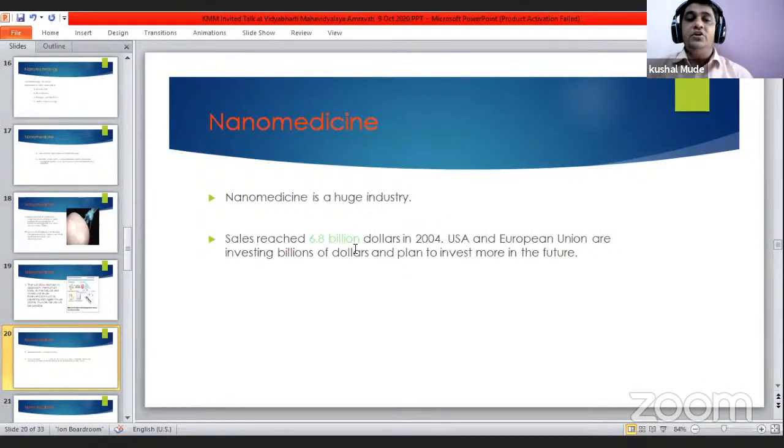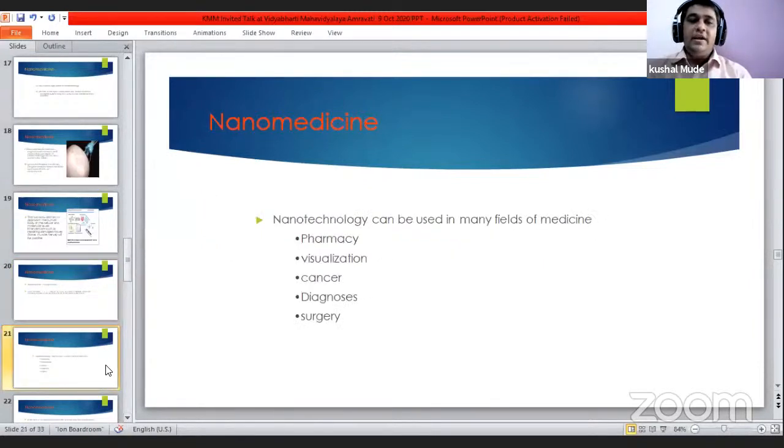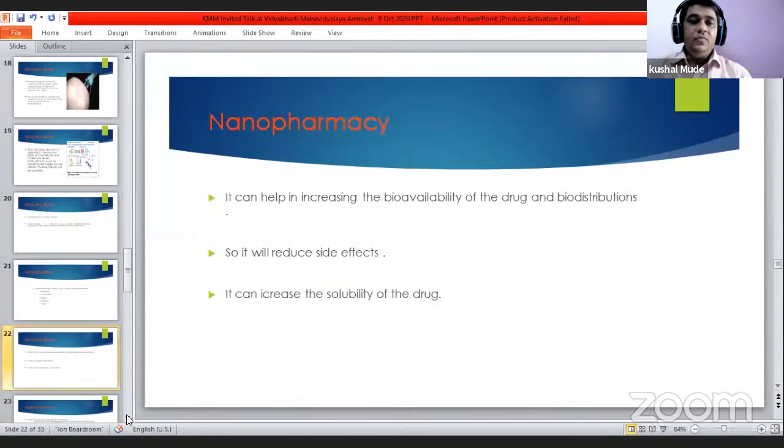The next part is here: nanomedicine is a huge industry, and I'm not going to share the turnover in this field, that's a commercial part, and how much the world is spending on it. As far as the textile industry is concerned, whenever Bt cotton was introduced, that time the textile industry turnover definitely increased. So this technology is useful for the economy also. Nanotechnology can be used in many fields of medicine: pharmacy, visualization, cancer diagnosis, surgery. There are many fields.